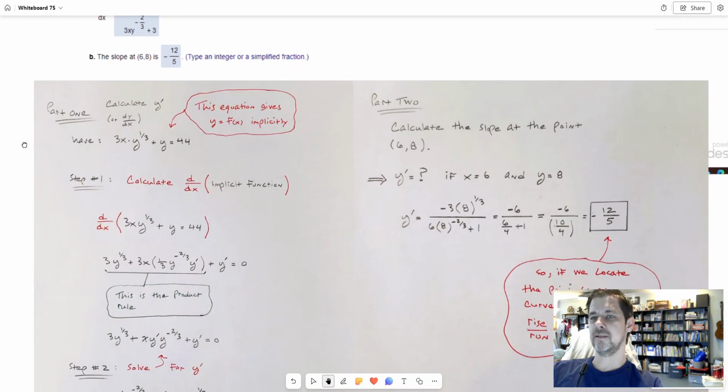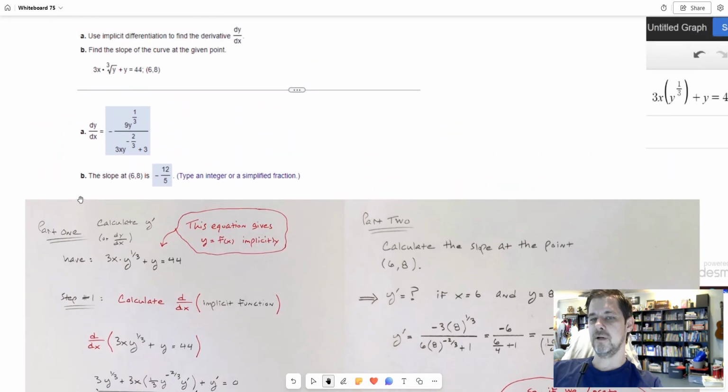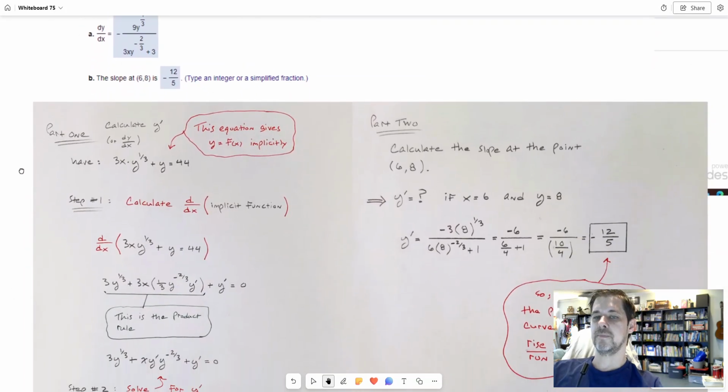So I'll divide this into parts. Part one, as I'm doing it, will be part A of the question on my MyMathLab. And it's to calculate y prime, or if you want, dy over dx. What's the difference there? They're different symbols for the same thing. All right, so how would we do that?